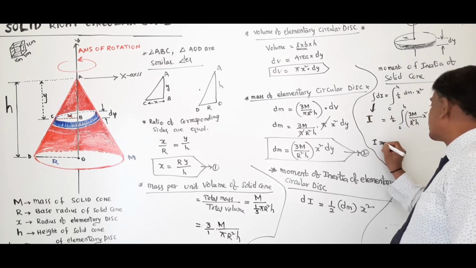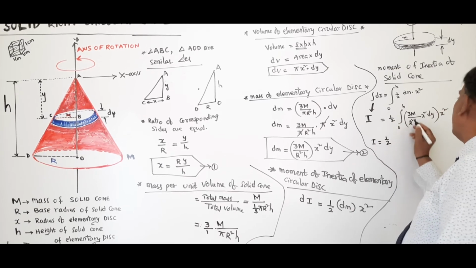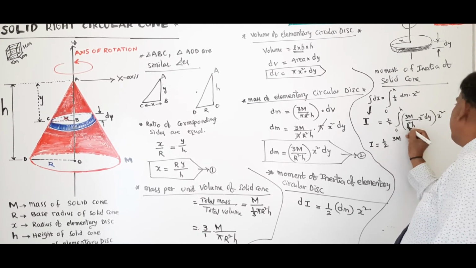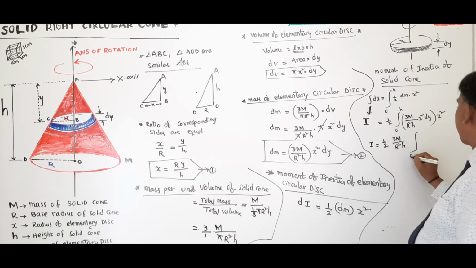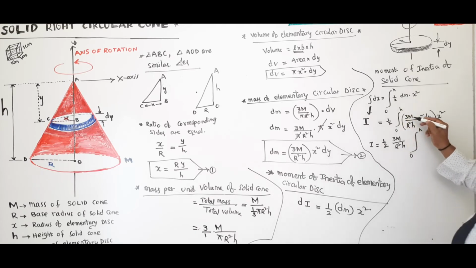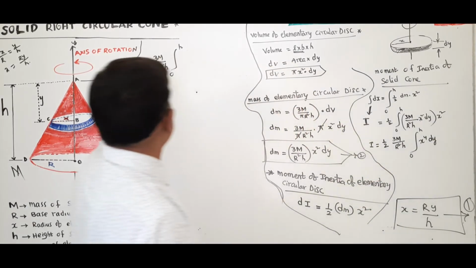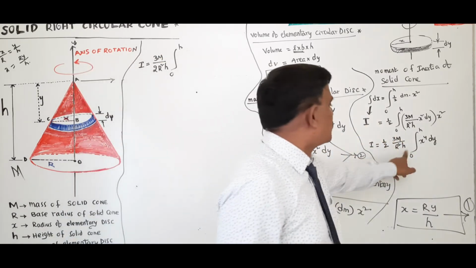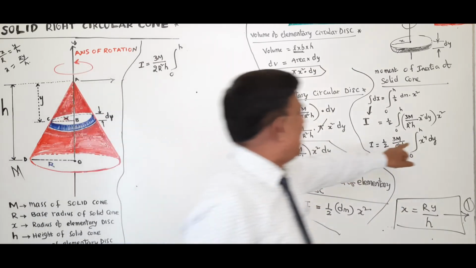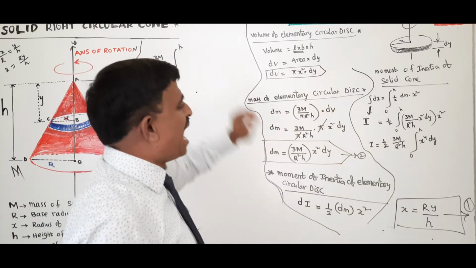I is equals to half into 3m by r square h, integral of 0 to h, 3m by r square h gone out, x square into x square, x to the power of 4, dy. I am writing dy. I am writing I. 3m into 1, 3m, 2r square h. Integration 0 to h.